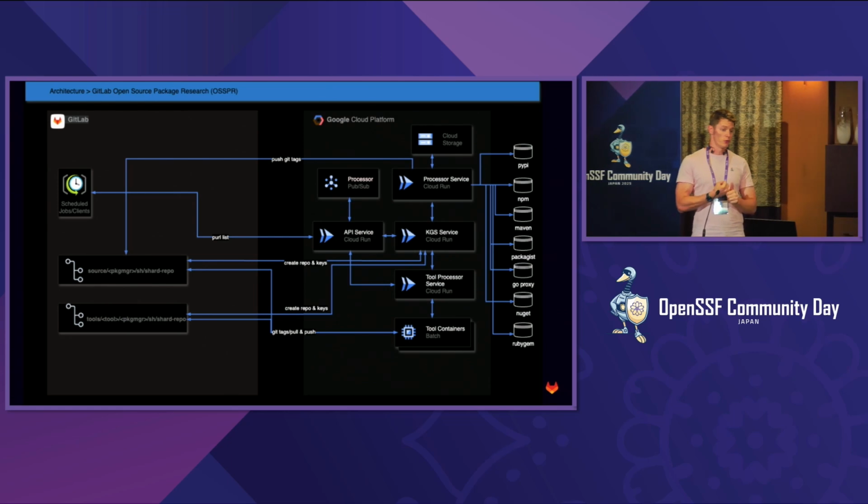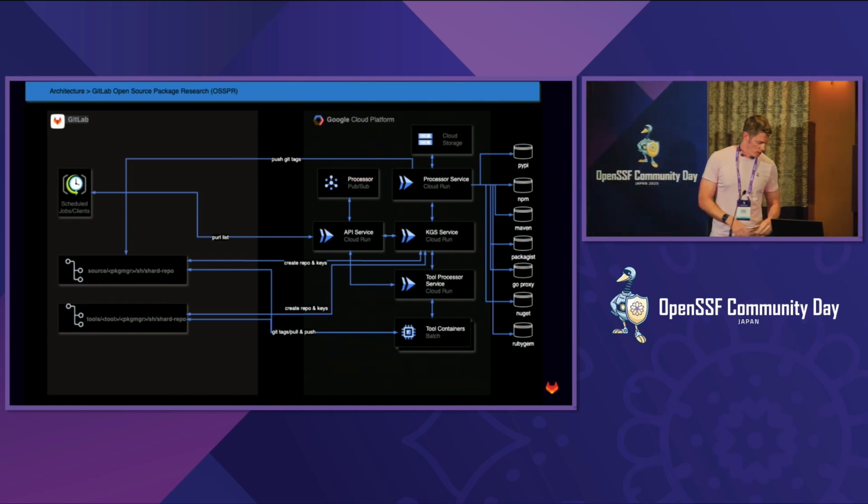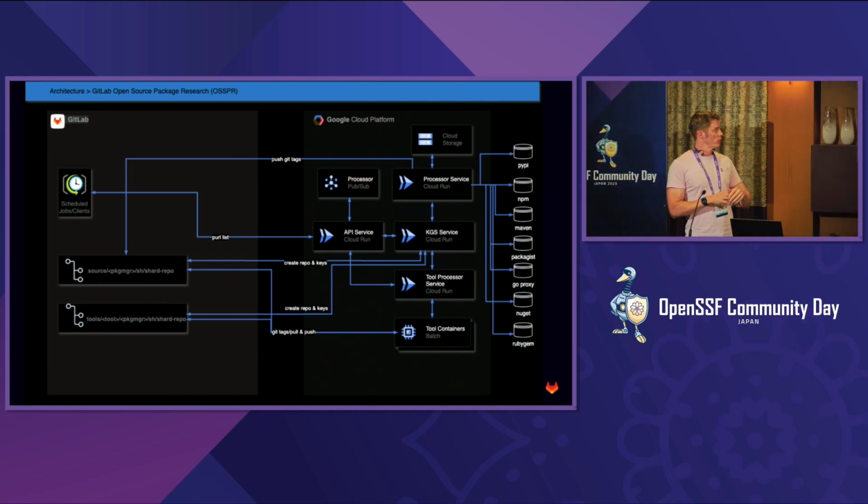Now, when we want to run tools against these packages, we have a whole tool system, a very similar process. We have Perls, we push them into the API service, and it redirects to a processor for tools. That tool processor creates batch jobs and then uses GCP Batch to basically say, hey, run this tool against 10 Perls, and it just goes off and does that. And then a very similar process where it's also Git tagging and Git pushing.